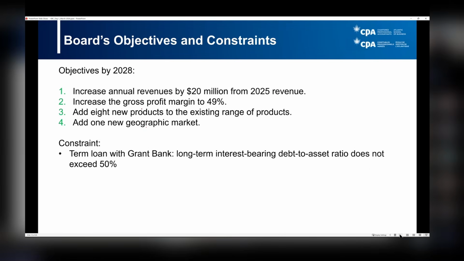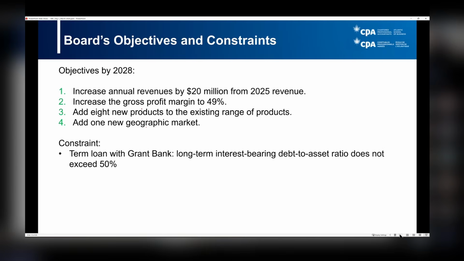So an important component is to at least know what the board's objectives and constraints were when it comes to the Capstone 1 case. Now, for day 1, some of them might be different. They might all be entirely different. So the objectives at the time that they wanted to achieve by 2028 was to increase annual revenue by $20 million from their 2025 revenue, to increase the gross profit margin to 49%, to add 8 new products to the existing range of products, and to add 1 new geographic market.